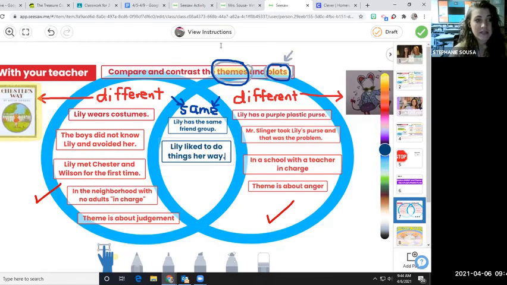So Terrence did talk about a character, but he gave information about what the character did or how the character behaved. So that's in our plot, okay? In both texts, Lily liked to do things her way. William, what else might be the same in both texts?